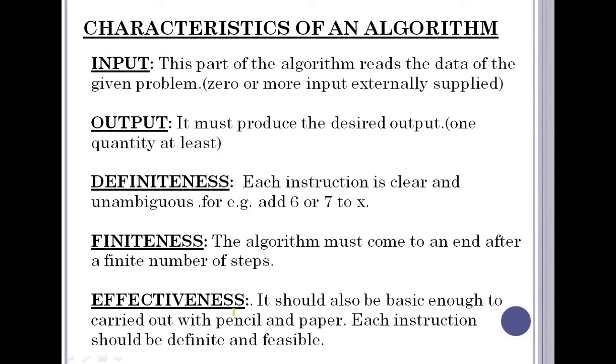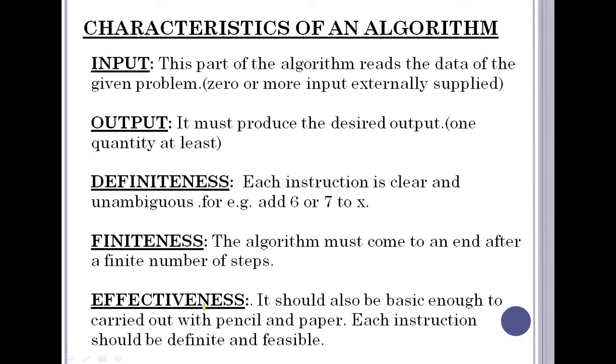What are the characteristics of the algorithm? If your algorithm has these characteristics, then it can be a good algorithm. The first one is input. The algorithm is required to read some data for the given problem. You can supply zero or more inputs to the algorithm, so it can be externally supplied zero or more input. There should be at least one output, so it must produce the desired output. That is the second characteristic.